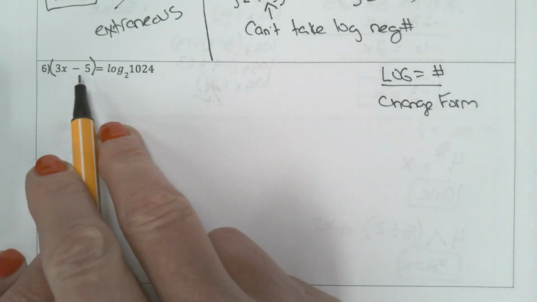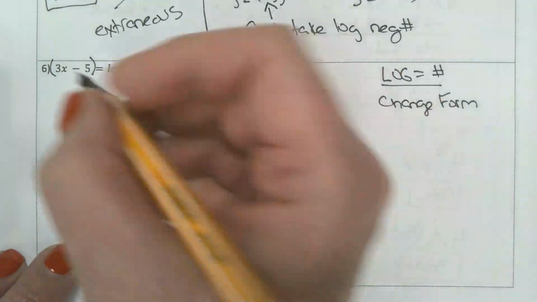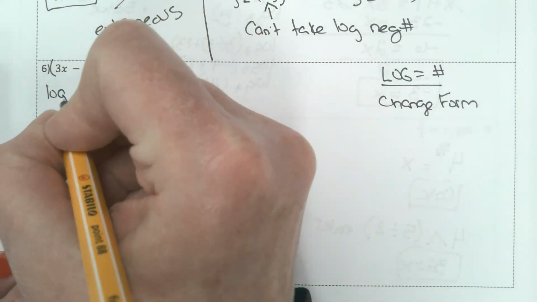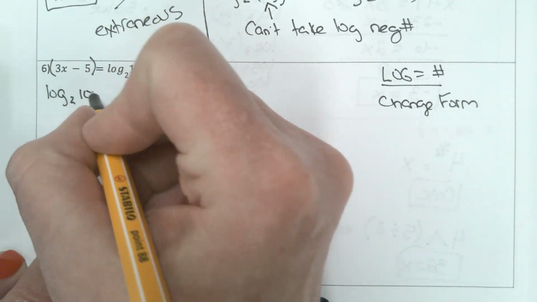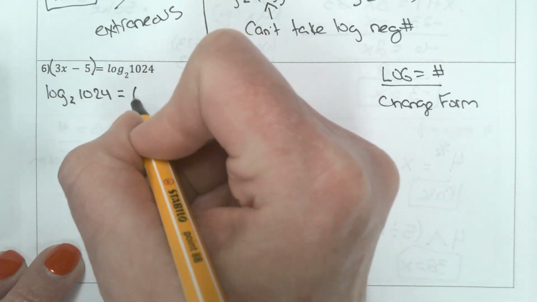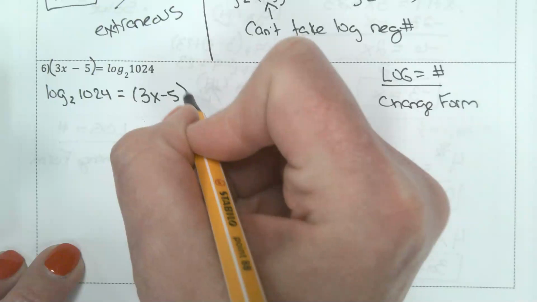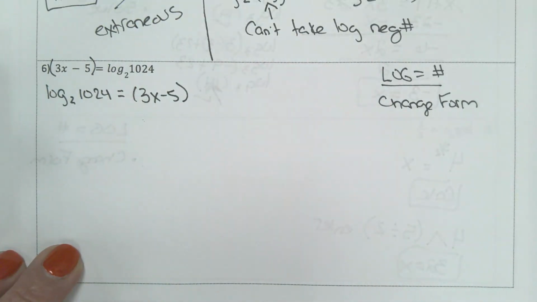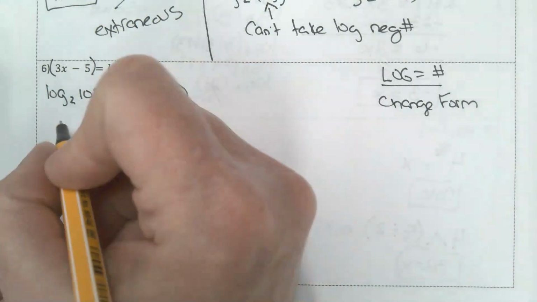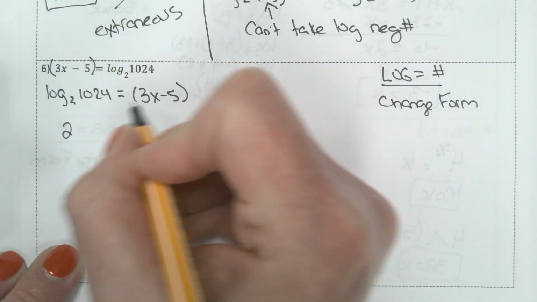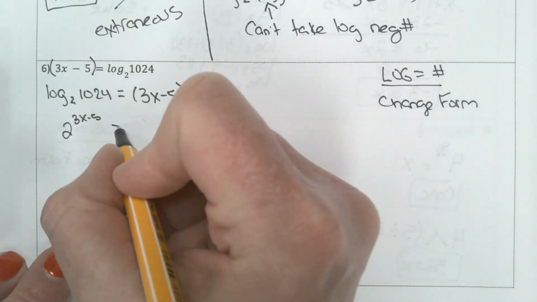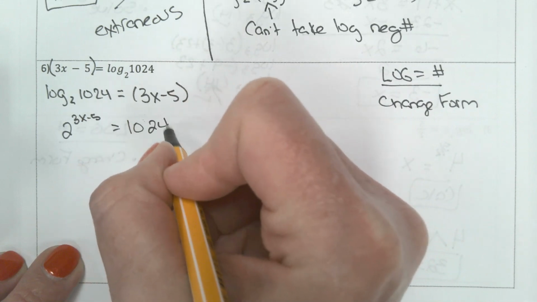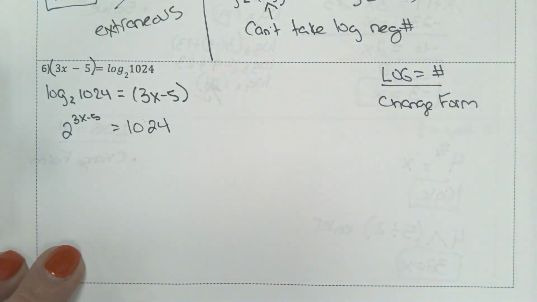So either A, you can try it and it'll certainly work, or if it makes you more comfortable, you can go log base 2 of 1024 equals 3x minus 5. So now when you change form, your base is 2. The 3x minus 5 goes to the exponent. And the 1024 goes to the other side.